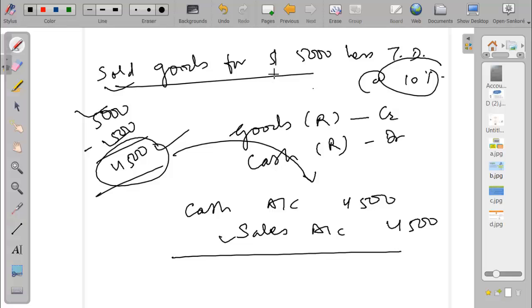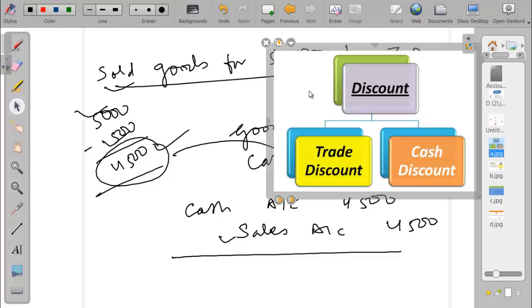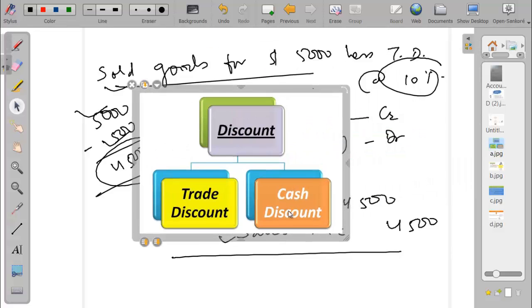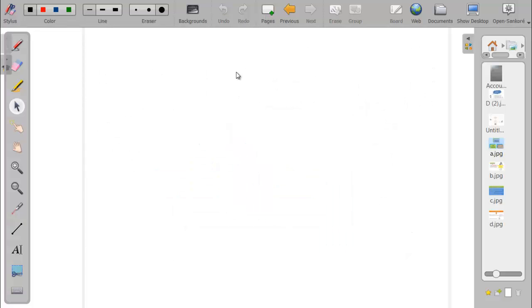Now I am going to explain to you the next discount. Which is the next discount? Cash discount. Our next is cash discount. Now see what is cash discount. This we have to understand.